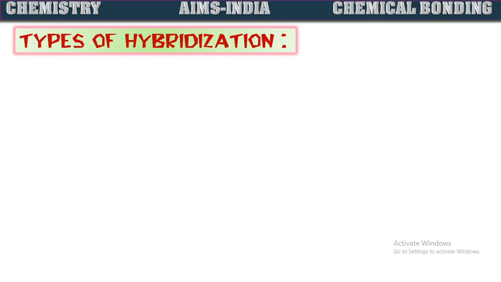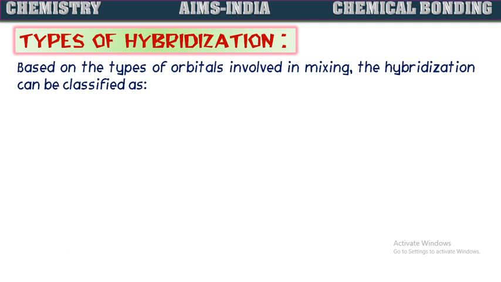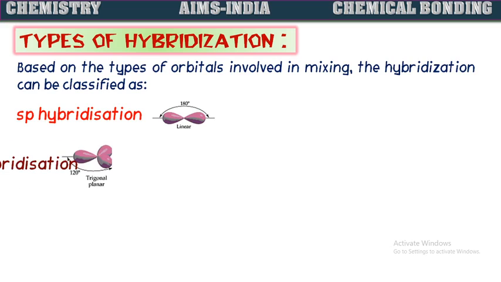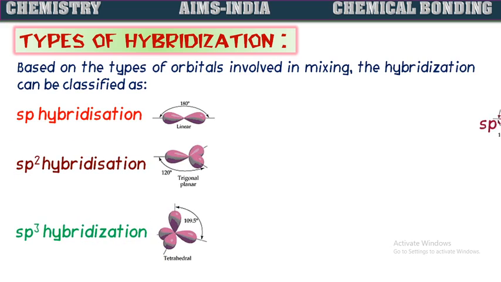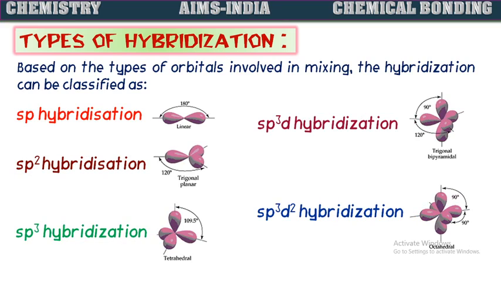So, now let us talk about the different types of hybridization. Based on the types of atomic orbitals involved in intermixing, hybridization can be classified into different types. They are sp hybridization, sp2 hybridization, sp3 hybridization, sp3d hybridization, sp3d2 hybridization, and so on. In this way, hybridization differs based upon the number of atomic orbitals involved in the intermixing.